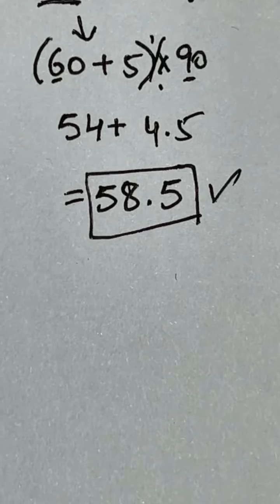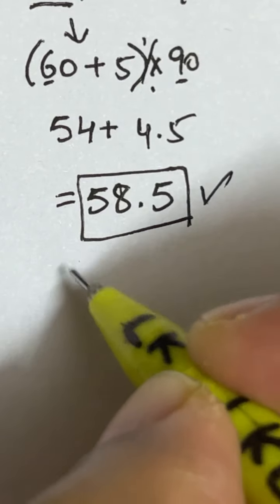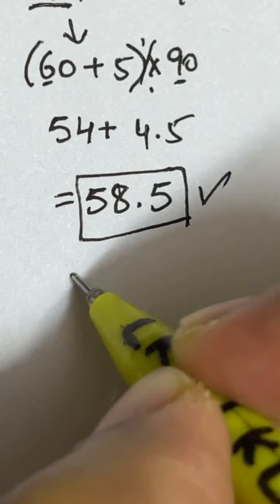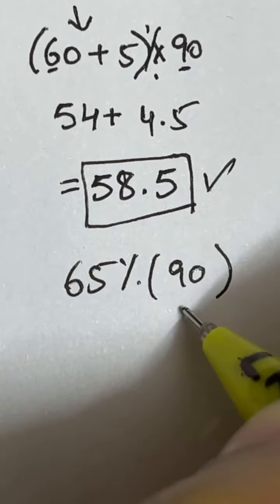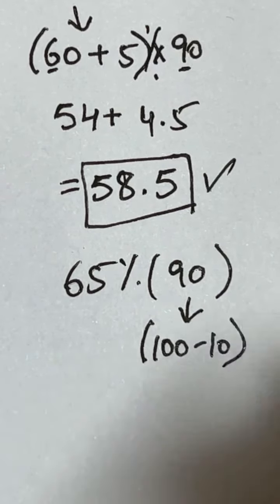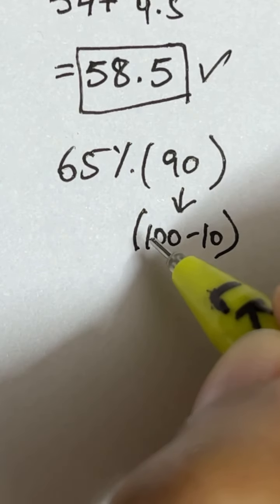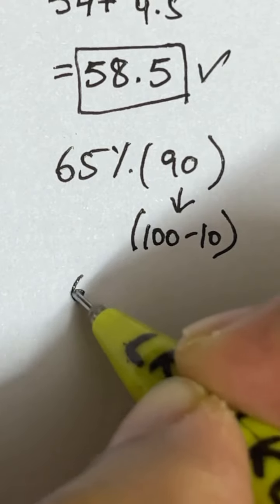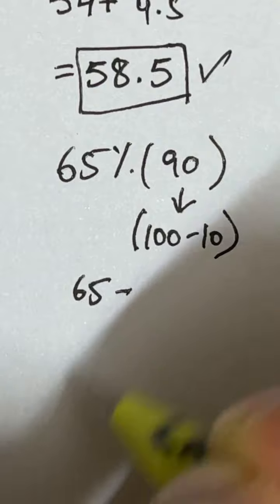Also, there's one more way to solve this. What is another way to find out 65% of 90? You can even split this. You can do 100 minus 10. All right. So what is 65% of 100? It's just 65. And you have a subtraction sign, so you'll have to write subtraction.